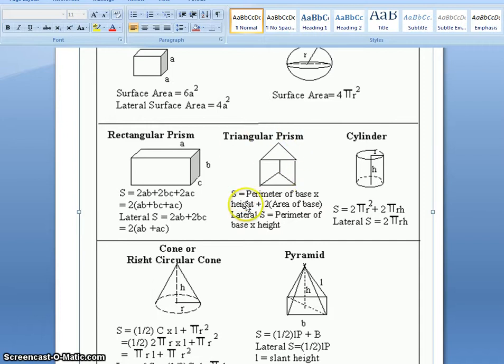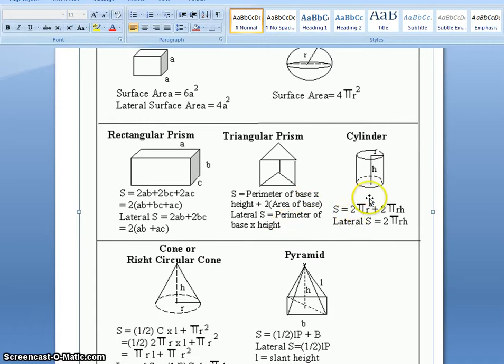The triangular prism, surface area, you take the perimeter of the base, times the height, plus 2 times the area of the base. Okay? It's a little crazy, and if you need some help, I'll be back on Monday, so you can at least get everything built, and we can do some measuring on Monday, and Mr. Preston can help as well. He's good with math. Lateral surface area is just the perimeter of the base times the height.